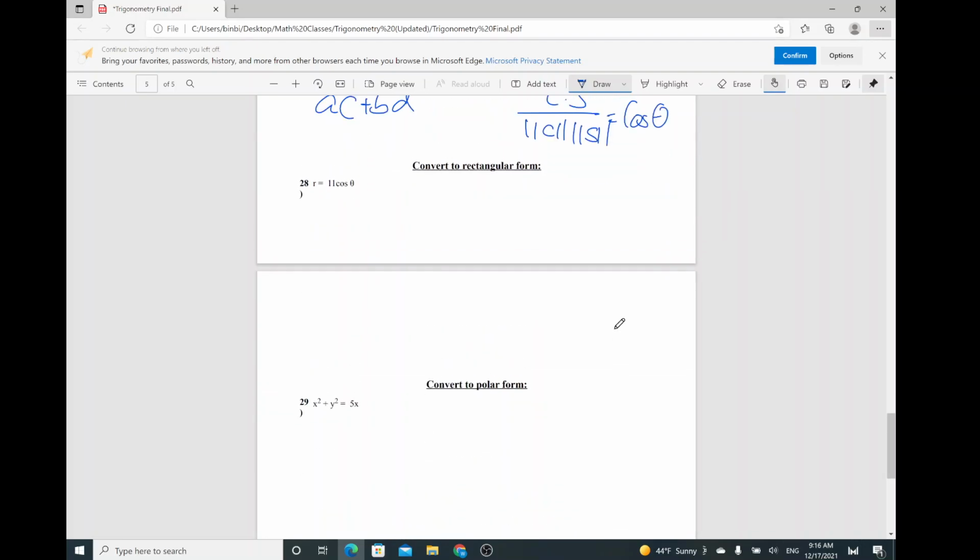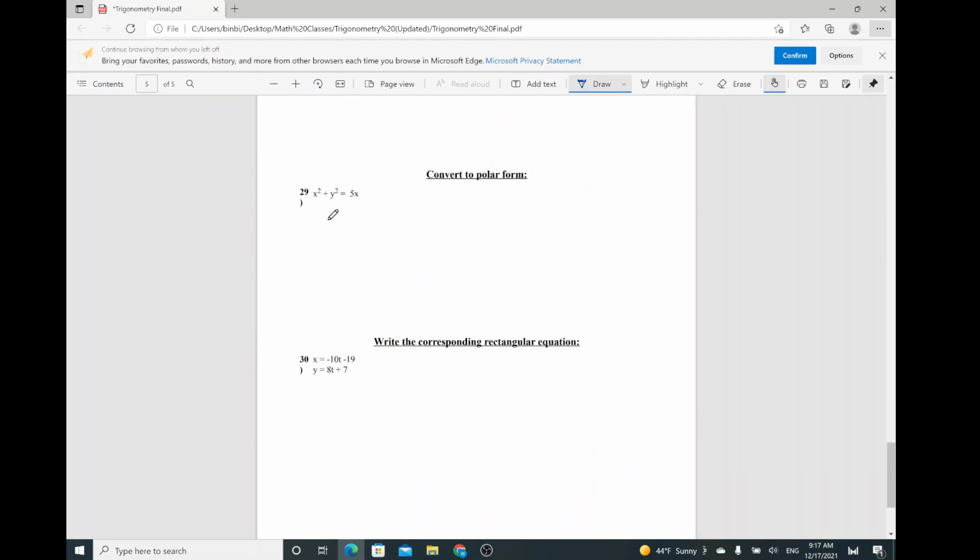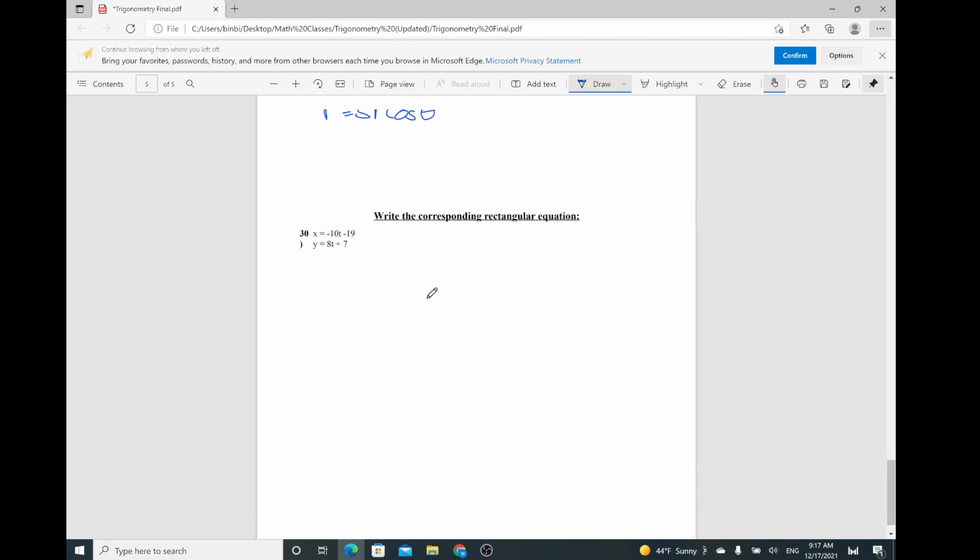Now convert that from polar form to rectangular form. R is always written as the square root of x squared plus y squared, so that equals 11 times cosine of theta. It's better to multiply by r first, so 11 r cosine theta, so it's x squared plus y squared equals 11 times x. And then the rest of that is just doing the reciprocal, the opposite way. So this one would be r squared equals 5 times x. So x is just r cosine of theta. Okay, so writing the corresponding rectangular equation, just similar to what we've been doing.